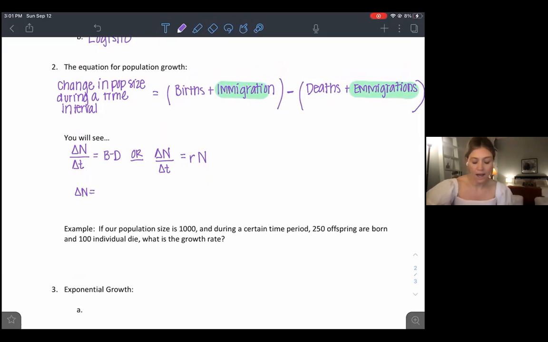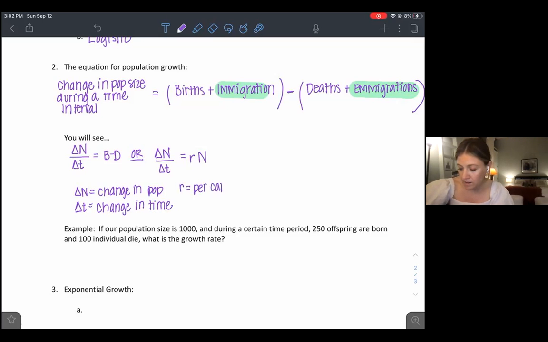So again, that delta N, that's our change in the population. That delta T is going to be our change in time. That big B is births, big D is deaths, okay? And then our R is going to be our per capita, so per individual rate of increase.